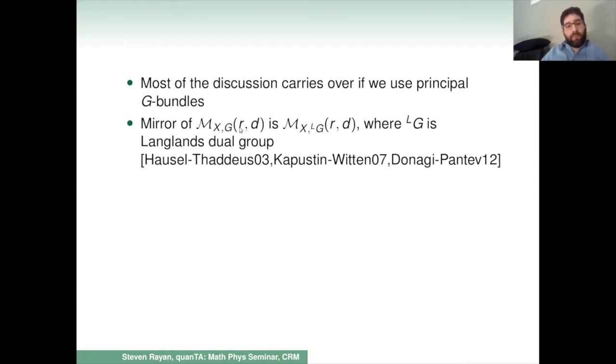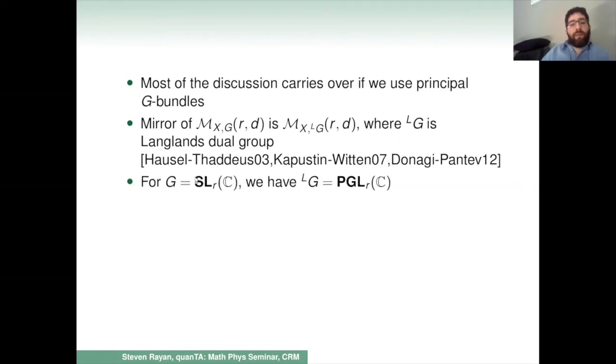let's say, principal G Higgs bundles on a Riemann surface happens to be the moduli space of principal LG Higgs bundles, where LG is the Langlands dual group. So this is, again, work borne out in several papers. There's Hausel-Thaddeus, Kapustin-Witten, and Donagi-Pantev between 2003 and 2012. The Langlands dual group is the group you get from G by swapping characters and cocharacters. Just as an example, if I take SL(n, C) as my group, then its Langlands dual is PGL(n, C).